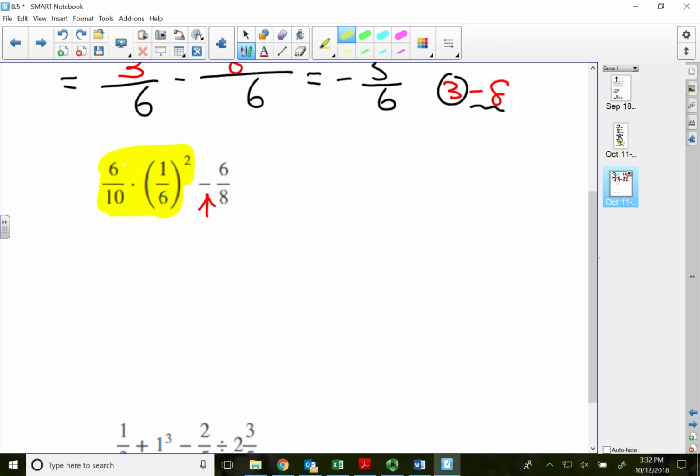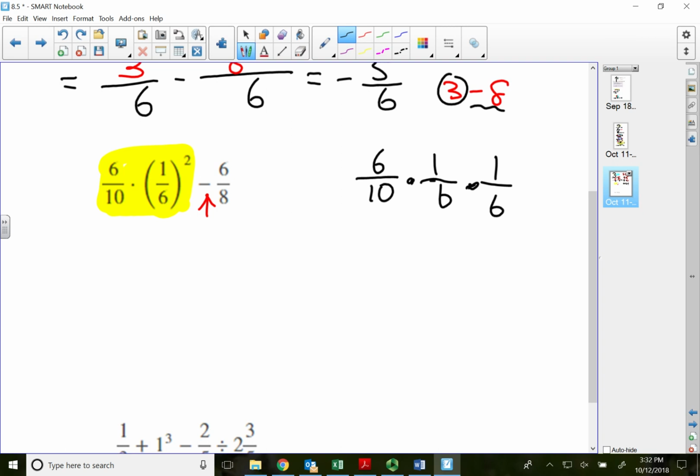I mentioned this before in other modules. An exponent is really whatever is inside times itself so many times. So this whole first term can be written as 6 over 10 times, rather than say 1 over 6 whole thing squared, I'm just going to write this out as 1 over 6 times 1 over 6. Because that's what 1 over 6 squared means. It times itself 2 times.